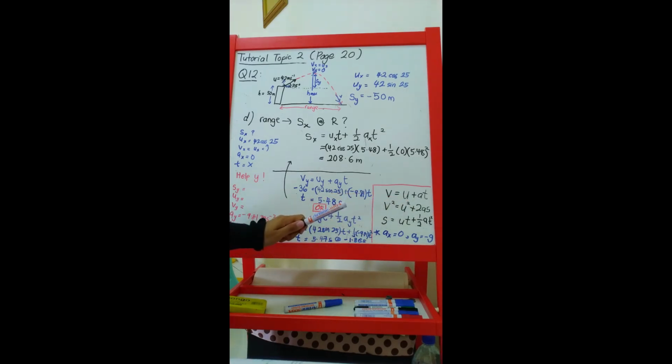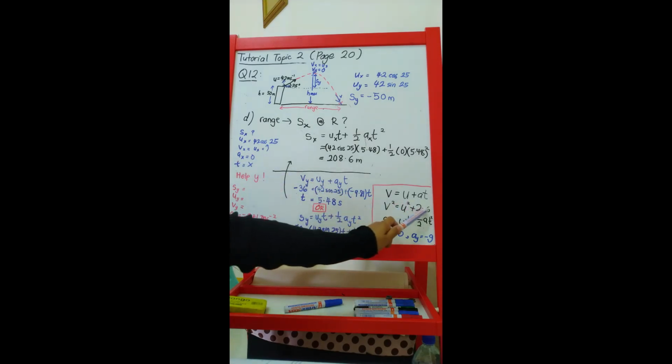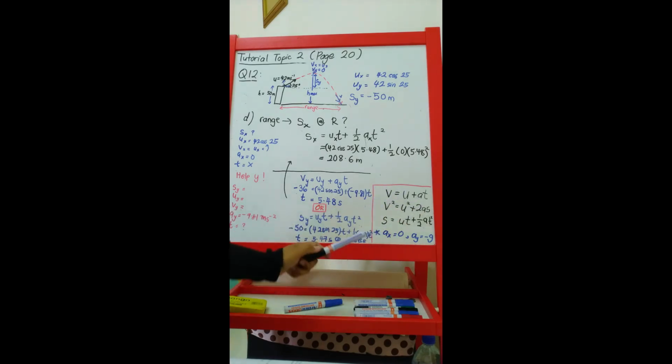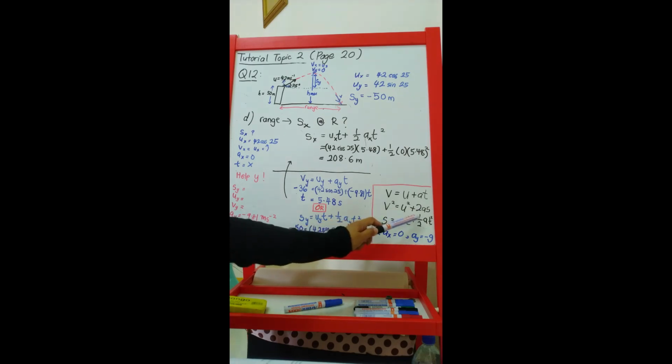But look closely. If you choose this equation, A will become 0. Therefore this whole part will vanish. So you get V equals U, so you cannot find S. For this one, this part vanishes. So you have S equals Ut, but you don't have time.